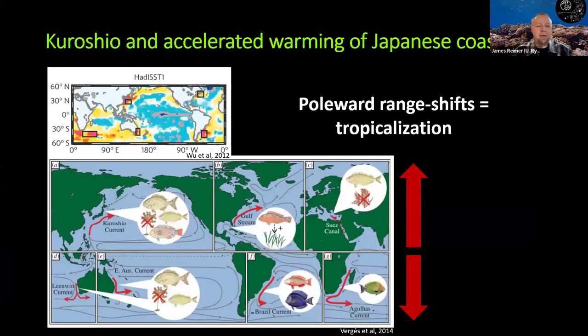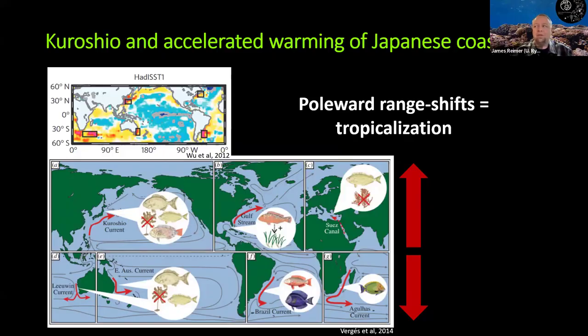And so in Japan, like many parts of the world, the ocean is warming. And as you can see in the smaller map on the upper left, certain parts of the world are warming more quickly than others in terms of marine ocean temperatures. And Japan, and particularly southern Japan, is one of these hotspots.